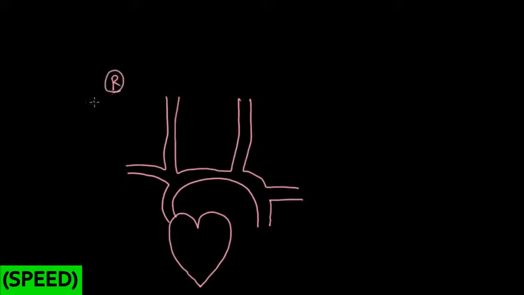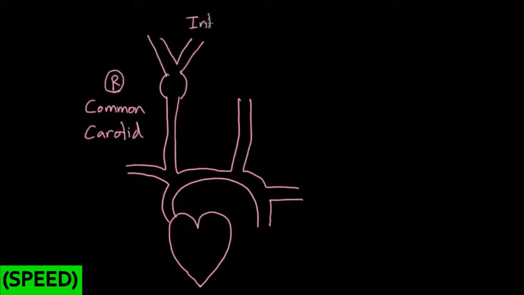So out here on this right side, we have the right common carotid artery. And it's called the common because eventually what's going to happen is it's going to kind of bulge here and then it's going to split. And it's going to split into the internal branch. This is kind of going inside, and the external branch over here. So this would be called, for example, the right external carotid artery.